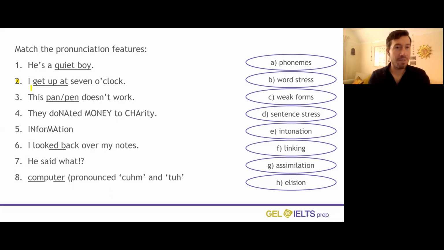Okay, well here if I say I get up at 7 o'clock, you don't say "get up at," it's "getupat." It all connects together. Those three words become one word. So this is an example of linking because the words link together. So I get up at 7 o'clock. Now try number 3 below the video.